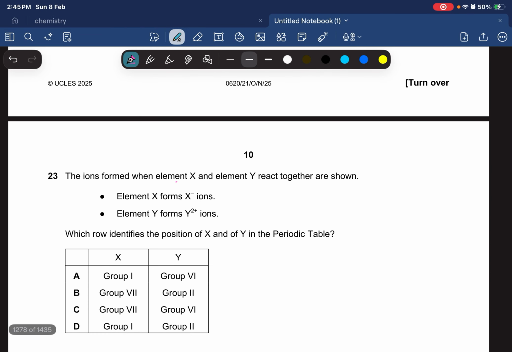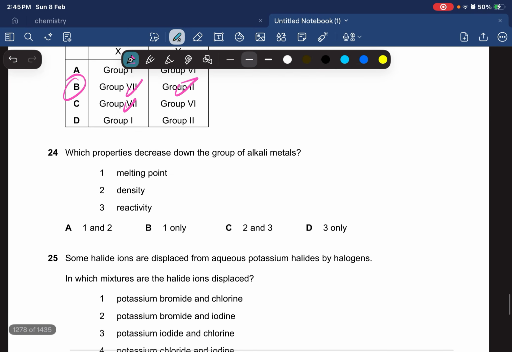The ions formed when elements X and Y react together are shown. Which identifies the position of X and Y in the periodic table? -1 means group 7, because you want to gain 1 electron to have 8 electrons, so group 7. +2 means group 2. Was it made for elementary school? What is this paper for elementary school?